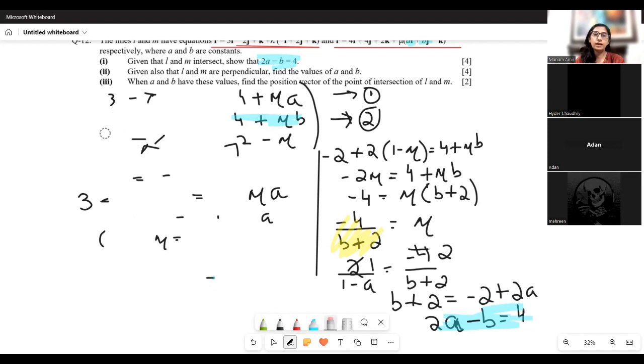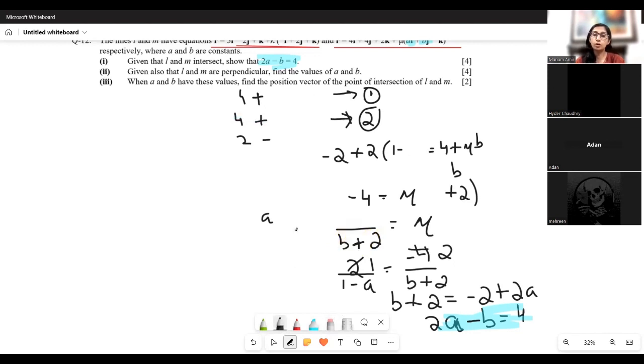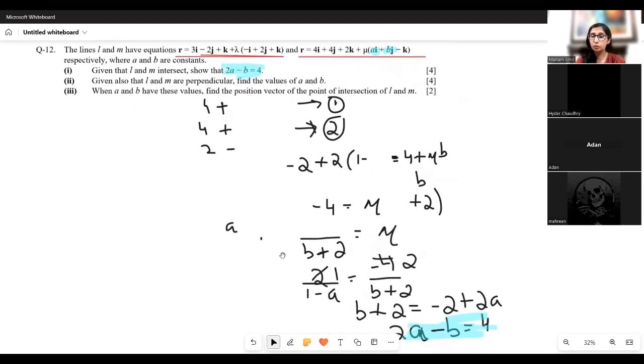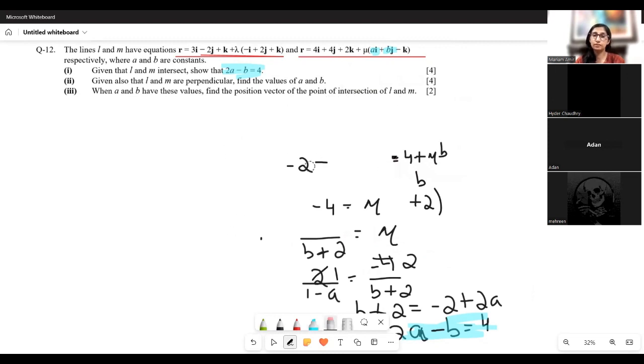Part D says that given that vectors L and M are perpendicular, find the values of A and B. If the vectors are perpendicular, that means their dot product is going to be 0. But we're not going to find the dot product of the entire vectors. We're going to use a slightly less time consuming approach. We will take the dot product of their direction vectors instead.